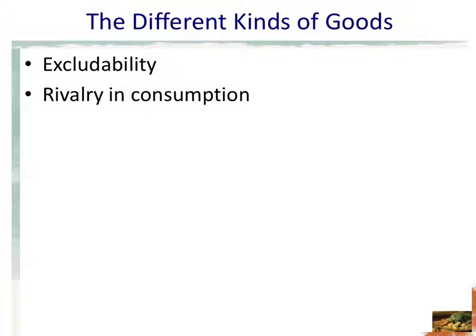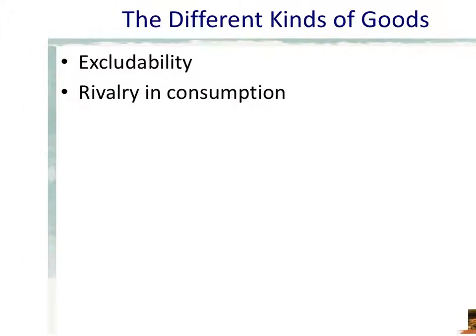So, I want you to know two important characteristics of the goods that you need to consider for classifying the goods into 4 categories. The first one is excludability. A good is excludable if a person can be prevented from using it. Excludable things include tacos and wireless internet access.